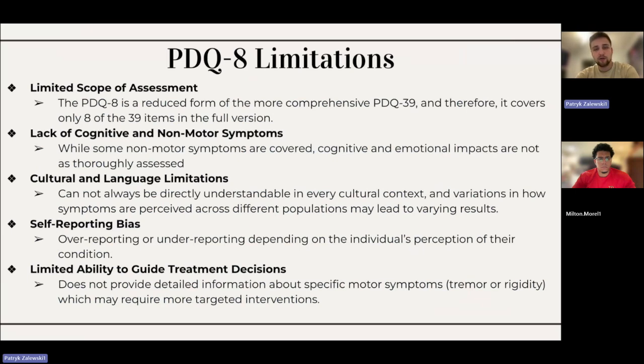Some of the limitations of this outcome measure is that it's a limited assessment. So this is actually a shortened version of the PDQ-39. So it only covers 8 of the 39 questions that were originally made in the full version. Another thing is that it lacks cognitive and non-motor symptoms. So Parkinson's, in addition to the motor symptoms, has a lot of non-motor symptoms, and those non-motor symptoms need to be addressed when treating. So this could definitely impact the treatment and how the course of the Parkinson's takes place.